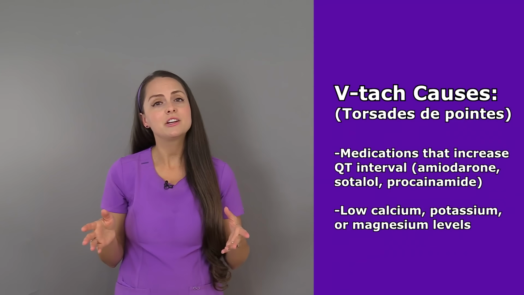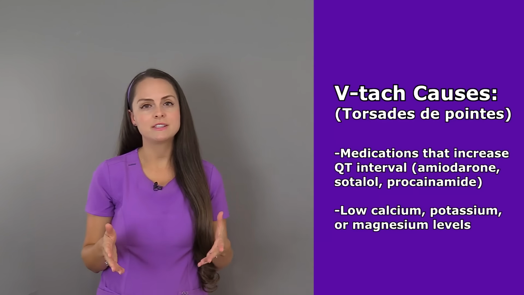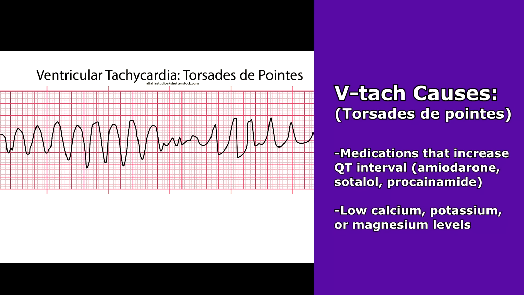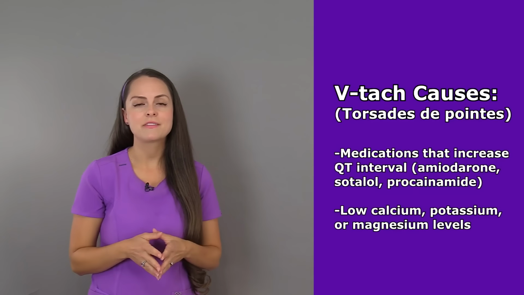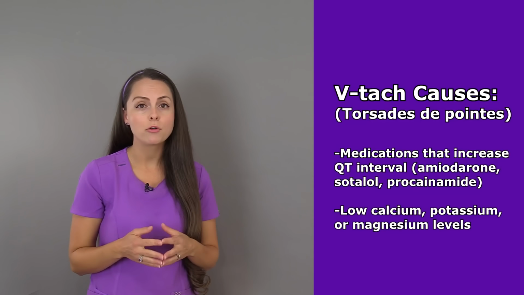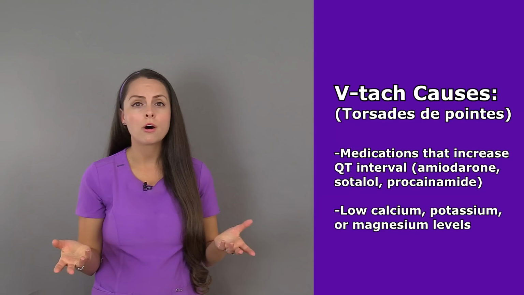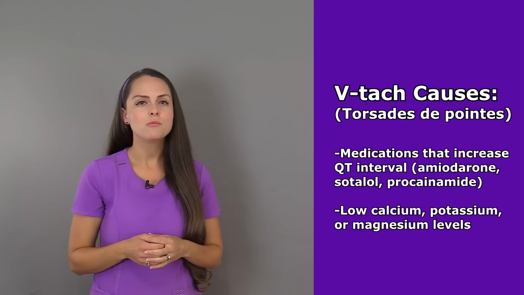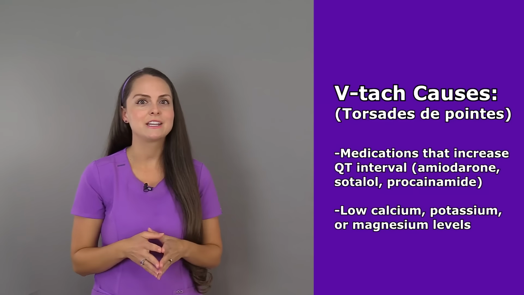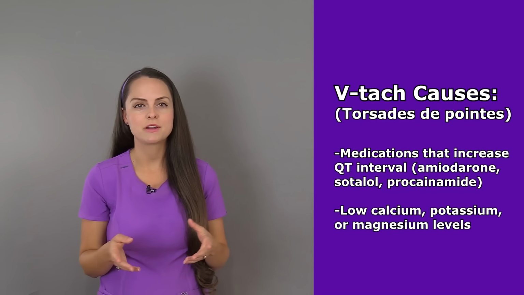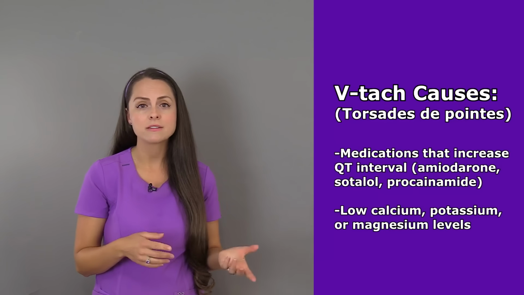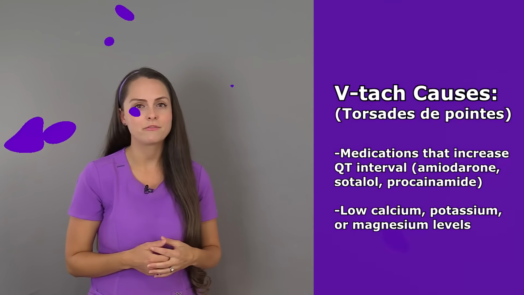But now let's say that your patient is in polymorphic VTach, such as torsades de pointes. What could cause this rhythm? Well, one of the most common causes is that the patient is taking a medication that prolongs that QT interval, such as amiodarone, sotalol, or procainamide. So you wouldn't want to give your patient these medications for treatment of this rhythm. In addition, a low calcium, magnesium, or potassium level can cause it.